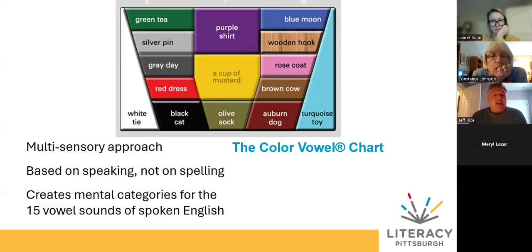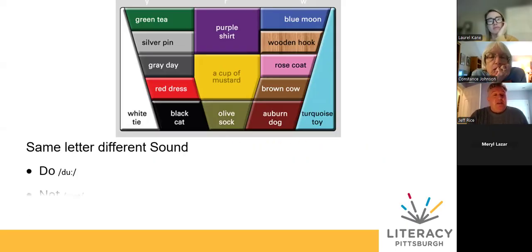But the most important thing is that it creates mental categories for these 15 vowel sounds that once you and your student learn it, you can use as a shorthand. And it's more clear than things like long A, short A, for people who are learning the language. And also, I find, for us as native speakers.